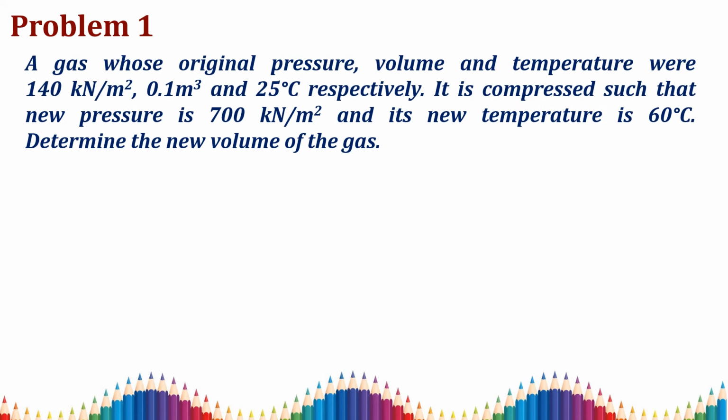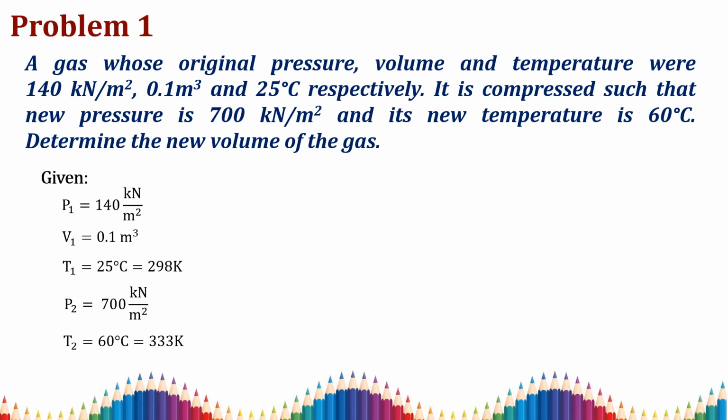Problem 1. A gas whose original pressure, volume and temperature were 140 kilonewton per meter square, 0.1 meter cube and 25 degrees Celsius respectively, is compressed such that the new pressure is 700 kilonewton per meter square and its new temperature is 60 degrees Celsius. Determine the new volume of the gas.